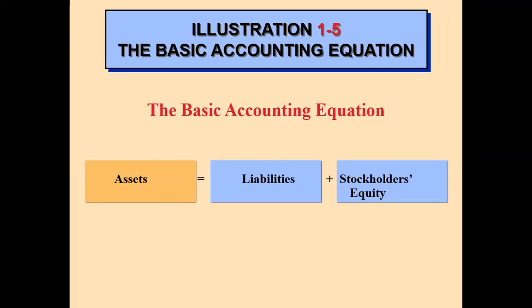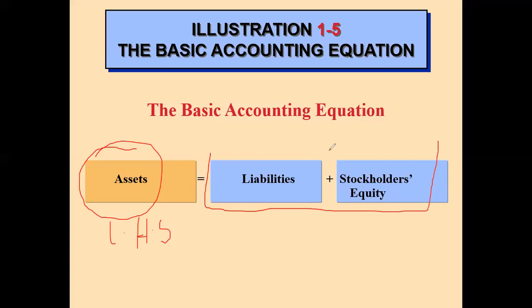And again, you see in the equation here, if you can see, this is one side, asset. Asset is on the left hand side, okay? And on the right hand side, there are two elements: liabilities and stockholder equity. So there is an equal sign. So for each and every transaction, this equation must be equal.